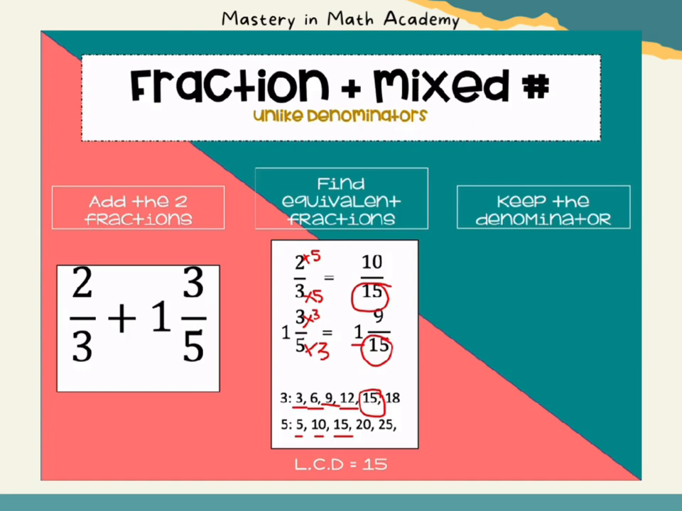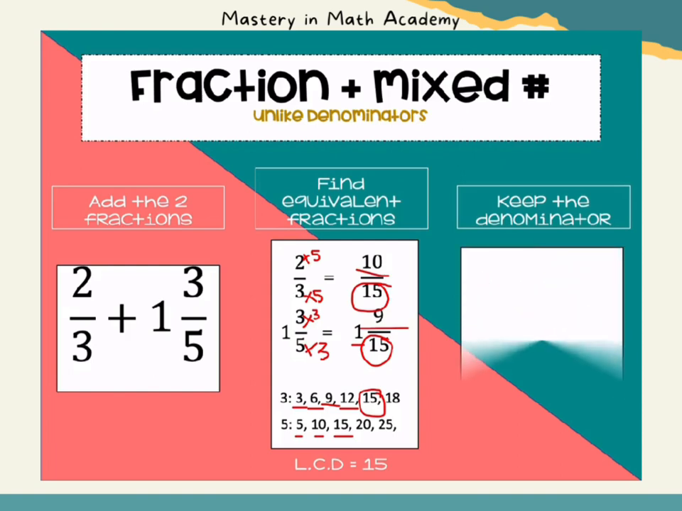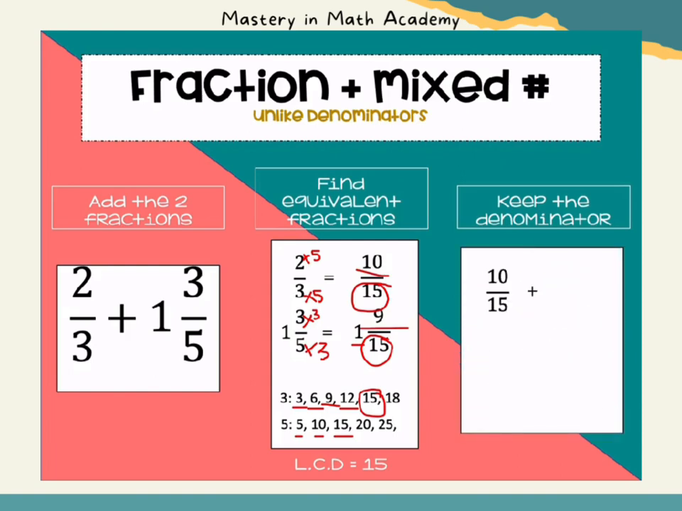Yes, we add our numerators together. You add 10 and 9 together. So you have 10/15 plus 1 9/15, but you're still only working with your fractions. 10 plus 9 is equal to 19. Keep your denominator. Keep that whole number. But look at this fraction right here.